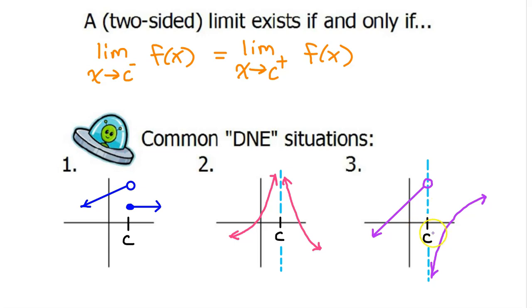It will not surprise you that the overall limit does not exist if the function approaches a specific value from one side and an asymptote from the other side.